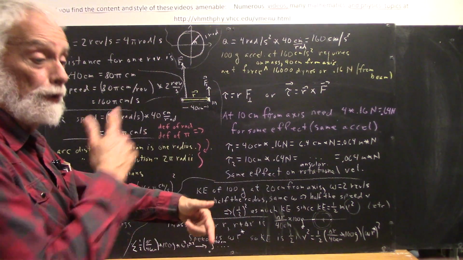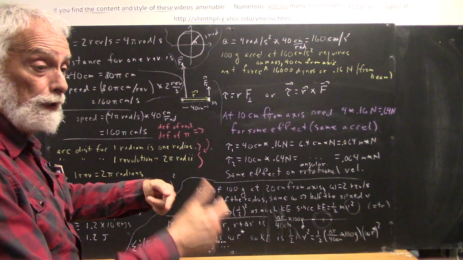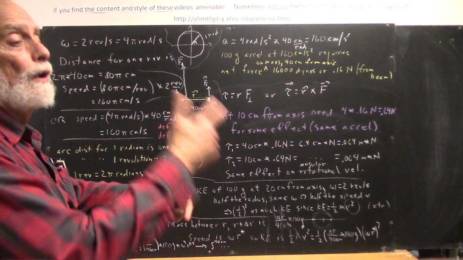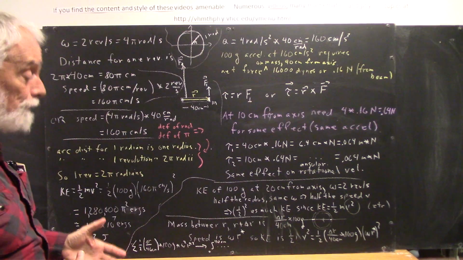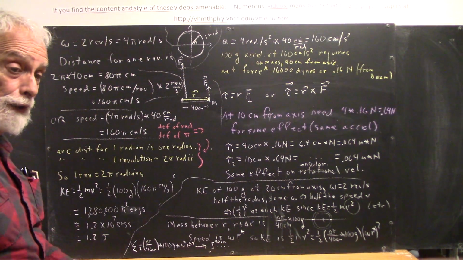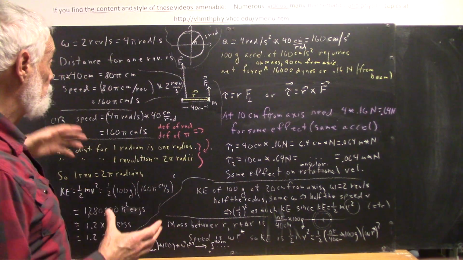Okay, your arc distance around the circle is 2 pi times the radius. The arc distance for 1 radian is equal to the radius, so around the circle is 2 pi radians. Digest that statement, write it down, make sure you understand it. It helps you visualize radians, helps you understand what's going on here.